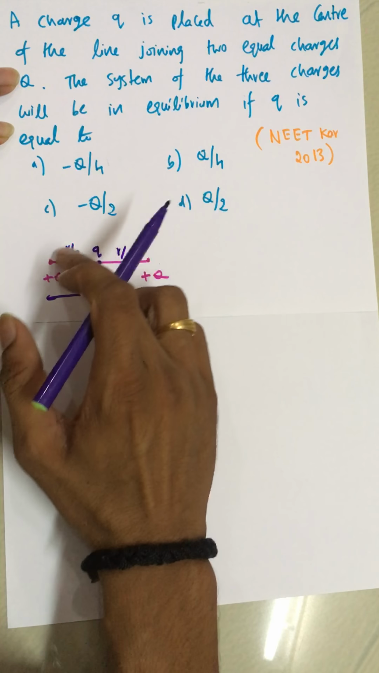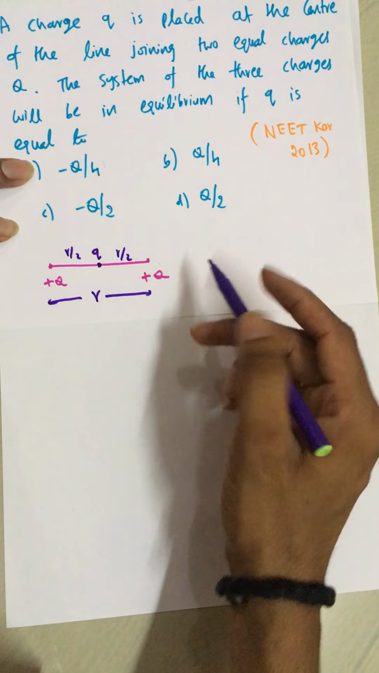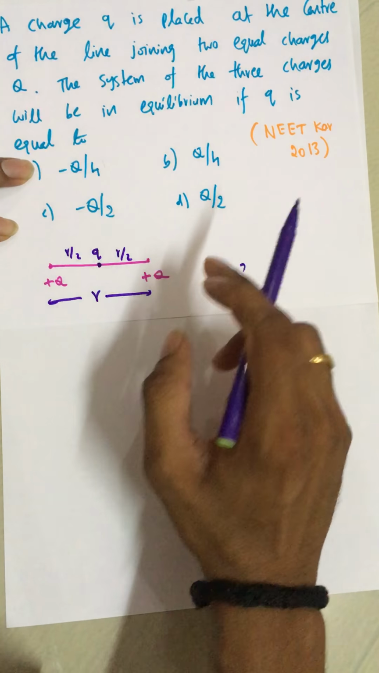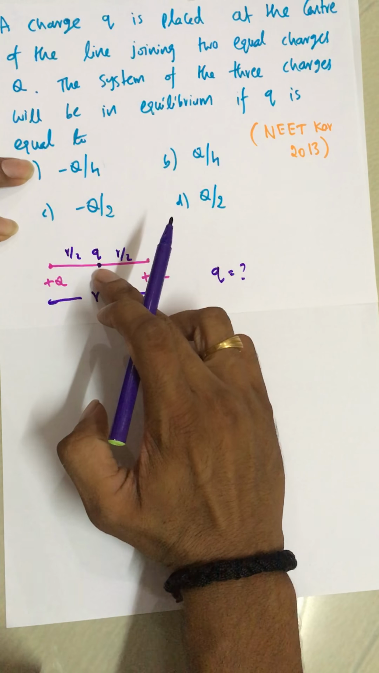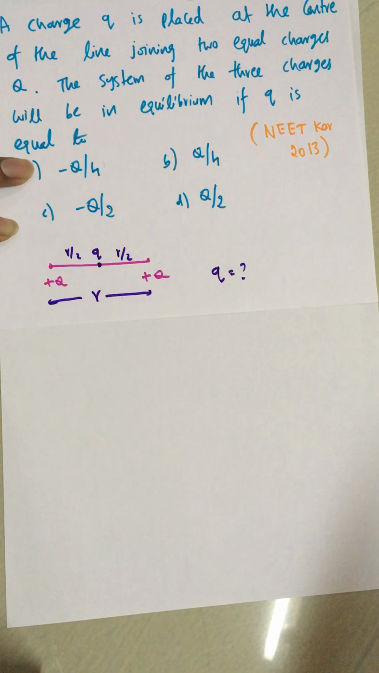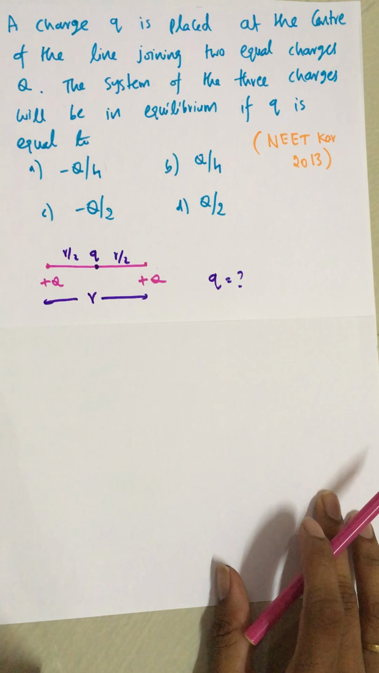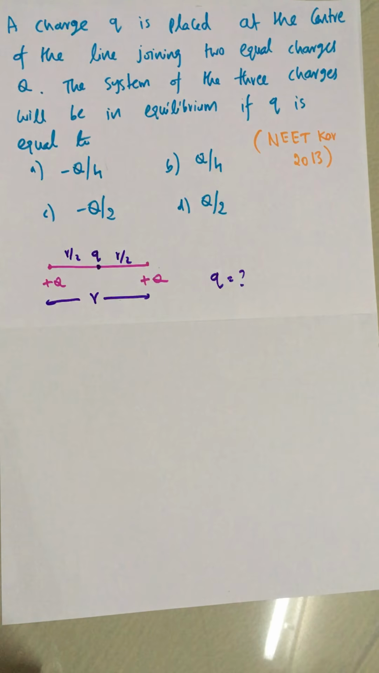So they told that the whole system of these three charges is in equilibrium if the charge q is equal to. So we have to write this small charge q in terms of this capital Q. That is what this problem is about. Now we will have to use Coulomb's law to calculate what the small charge q is in terms of capital Q. And they told that these three charges which are kept in a line are in equilibrium.